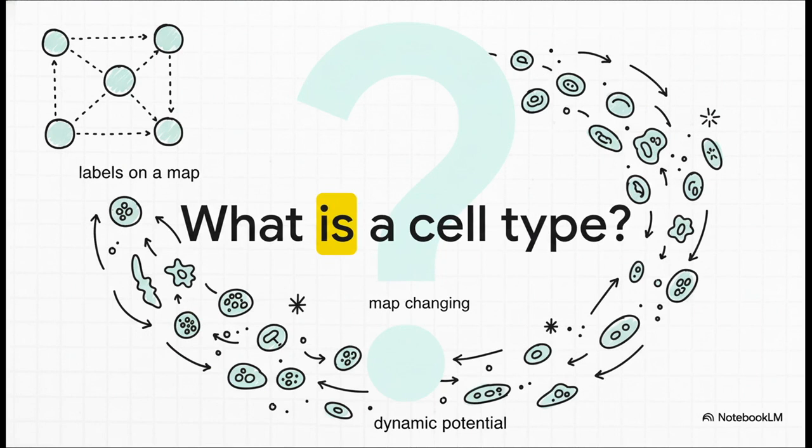Today, we're diving into a question that is, frankly, at the very heart of computational biology, and it's getting more complex by the day. What exactly is a cell type anymore? For the longest time, we've thought of it as a nice, clean label on a biological map. But what we're finding is that in the single cell era, the map itself is being completely redrawn.